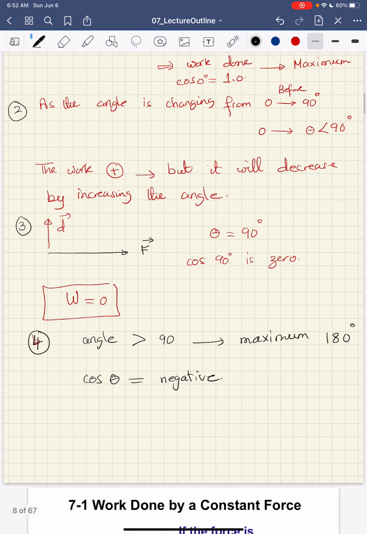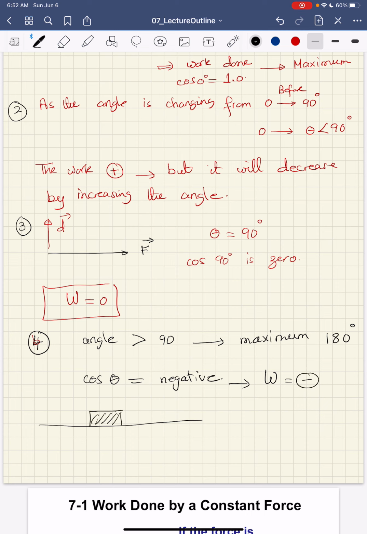Okay, and I am very interested in the case when the work done is negative as well. I'm interested in a case when I have my object, this is the direction of the displacement, but it is experiencing force of friction. Then here theta is 180 and cosine 180 is -1.